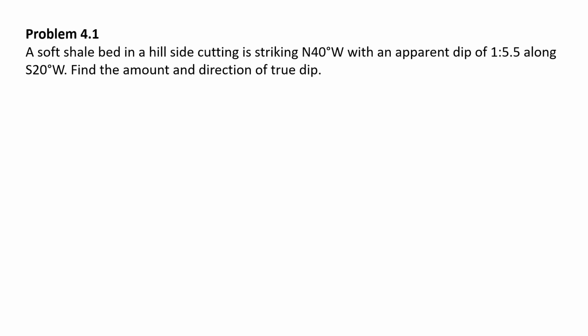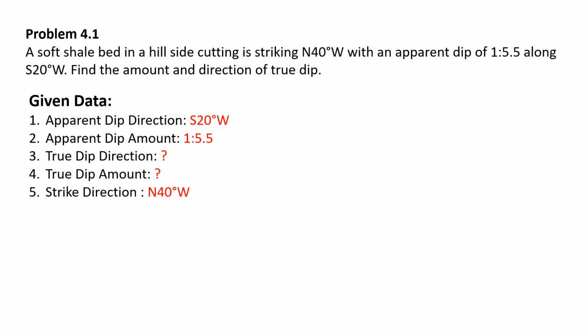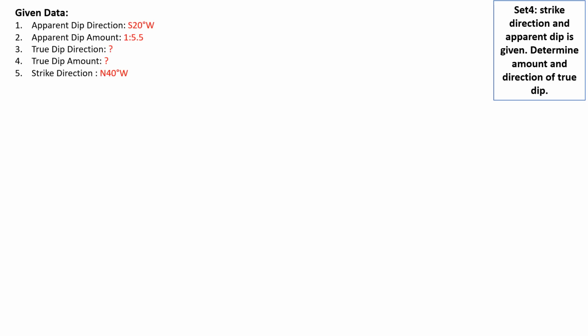So let us see problem number 4.1. A soft shell bed in a hill cutting is striking north 40 degrees west with an apparent dip of 1 is to 5.5 along south 20 degrees west. So they are given the strike direction as north 40 degrees west, the apparent dip direction as south 20 degrees west, and the apparent dip amount as 1 is to 5.5.